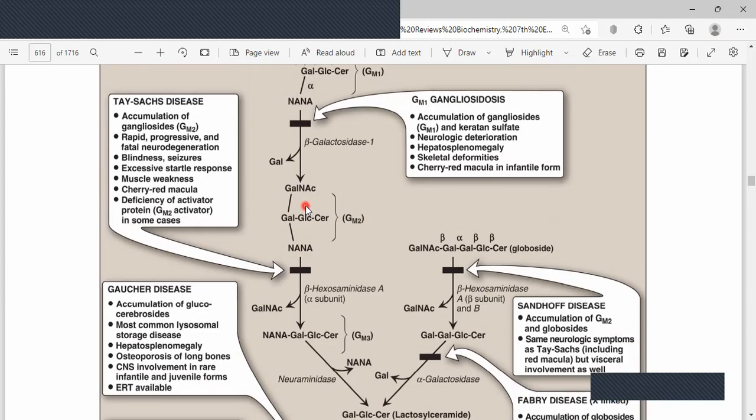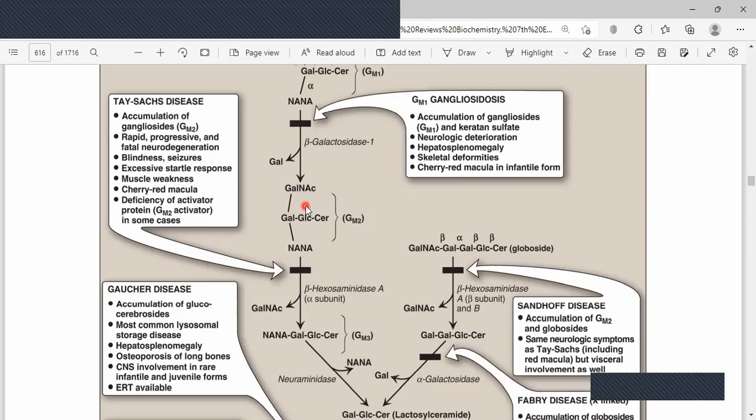So if you have a deficiency of the alpha subunit of beta hexosaminidase A, you will develop a disease known as Tay-Sachs disease. Tay-Sachs disease mainly affects Jewish Americans. In fact, 1 in every 30 Jewish Americans carries Tay-Sachs disease, so you can see how serious it is. There will be accumulation of GM2. It is characterized by rapid, progressive and fatal neurodegeneration, leading to blindness and seizures, excessive startle responses, muscle weakness, and cherry red maculas. Remember the cherry red macula, we also saw it in the gangliosidosis.